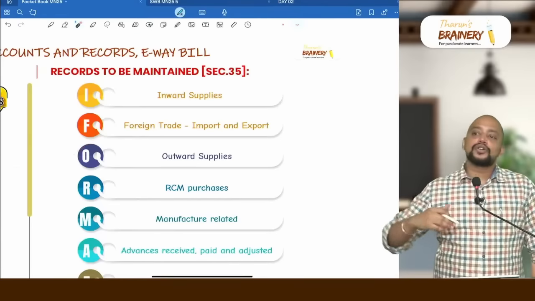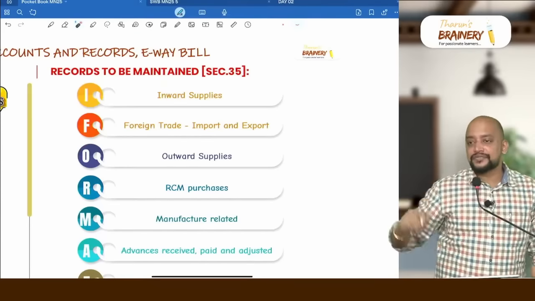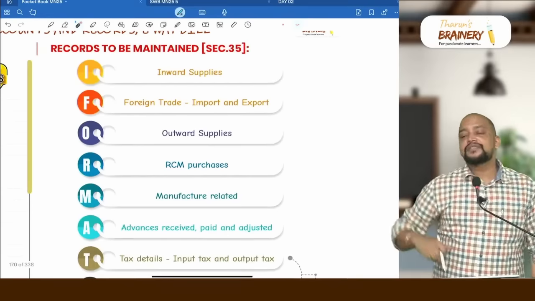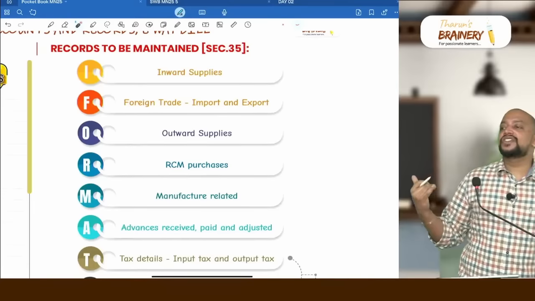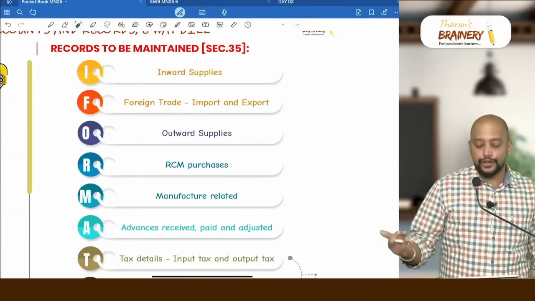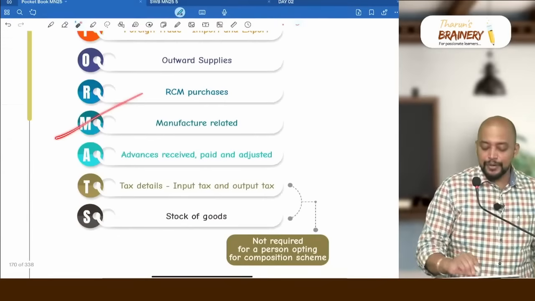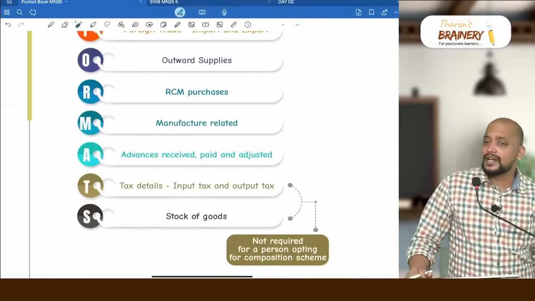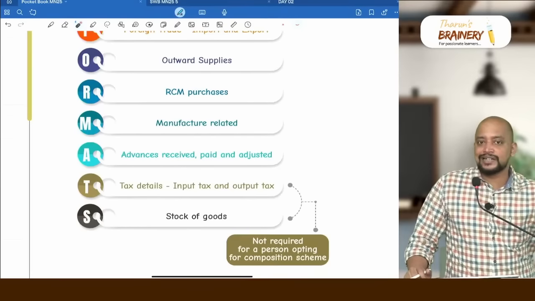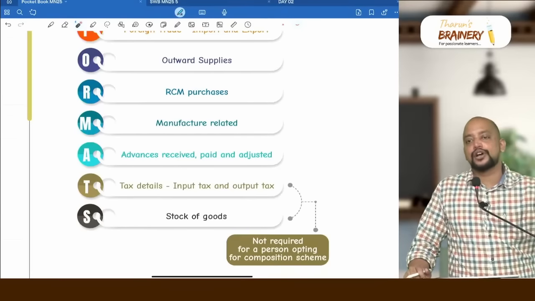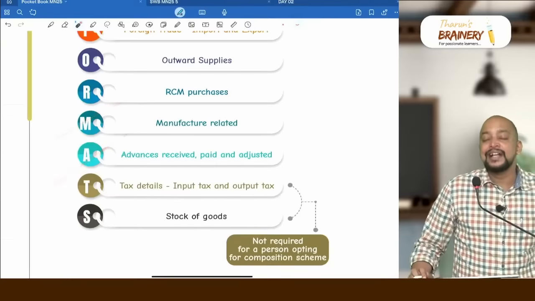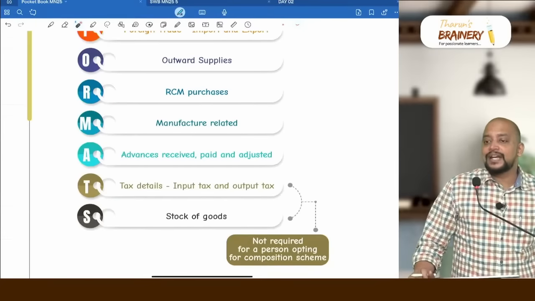Outward supplies, so to customers, along with the details of the customers with supporting documentation. R for RCM. Out of the inward supplies, what are all the inward supplies on which GST is payable by the recipient under reverse charge mechanism, along with the supporting documents needs to be maintained. M for manufacture related. Manufacture related means like process accounts. Whatever the manufacture related records, production records, opening stock, closing stock, all those details we need to maintain.